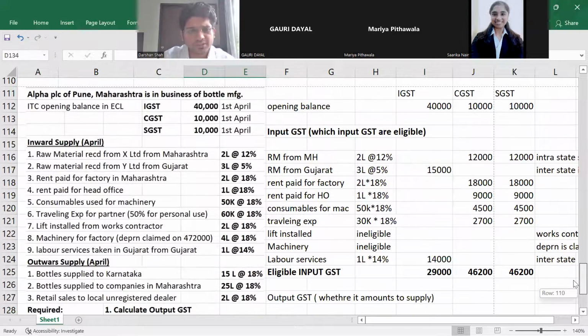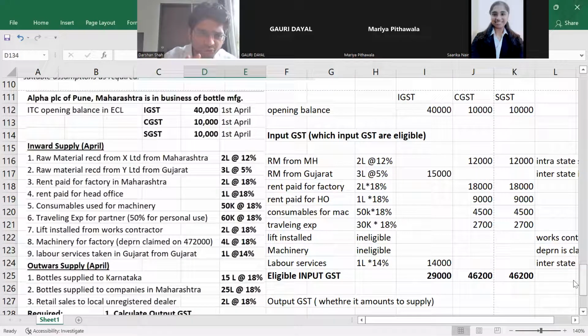So for your purpose, for the case of lift, you just write a note that lift is a part of immovable property, and therefore any ITC on lift will always be ineligible. All right. So those who are asking the doubt for lift, Shadman and Dongyung, is that clear to both of you?